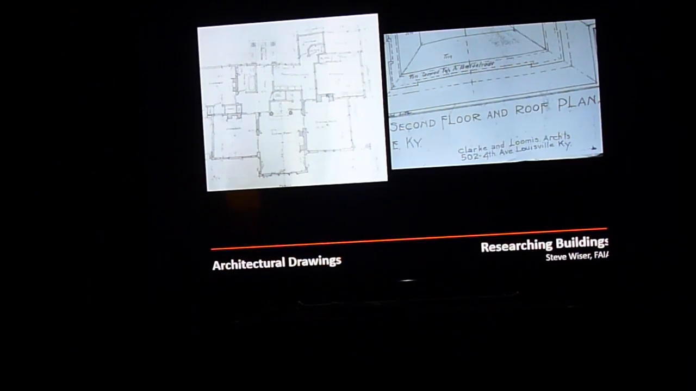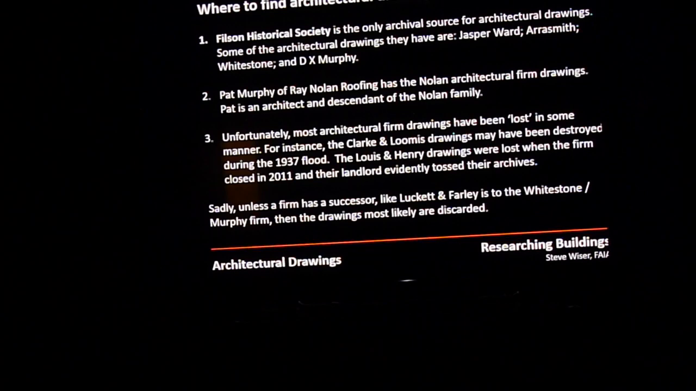I was called over a number of years ago to look at a house off Zorn Avenue. They wanted to know who the architect was. So I went over there and they said, we've got these plans. I looked at it, and down in the very small corner, very small, it said Clark and Loomis Architects. So we were able to solve that mystery. It's pretty interesting going about finding architectural drawings.